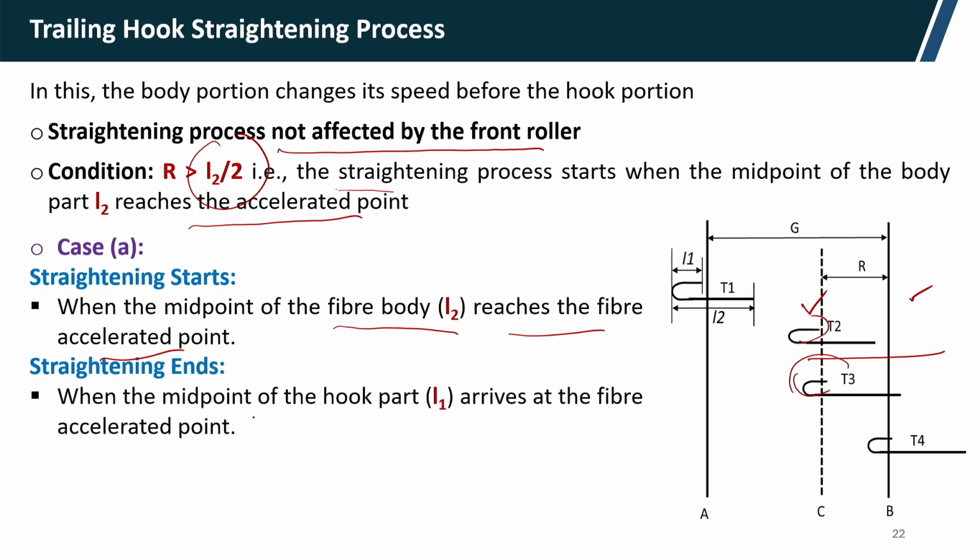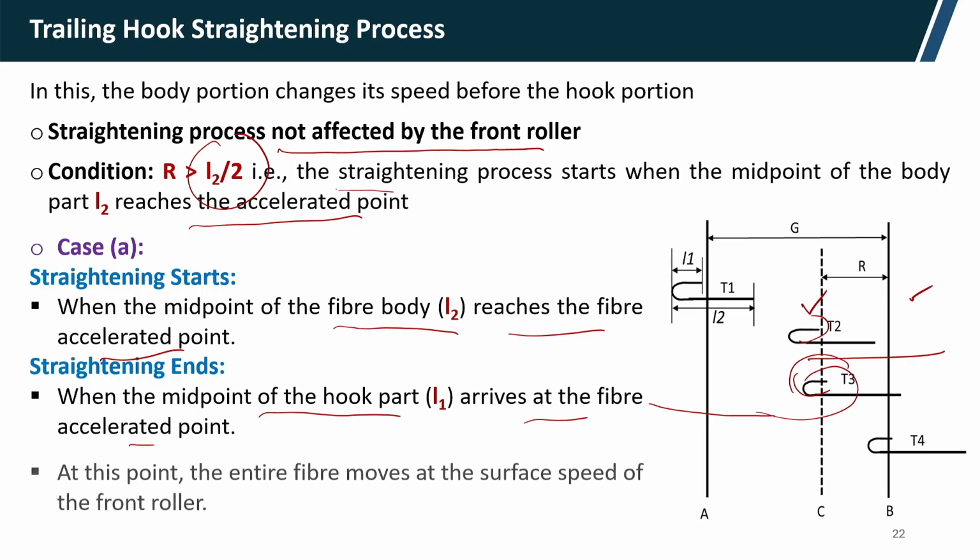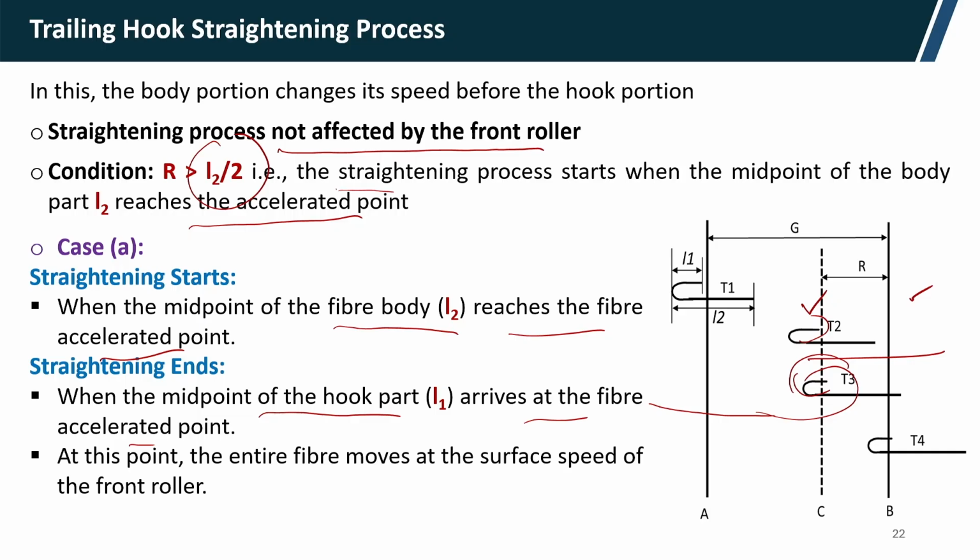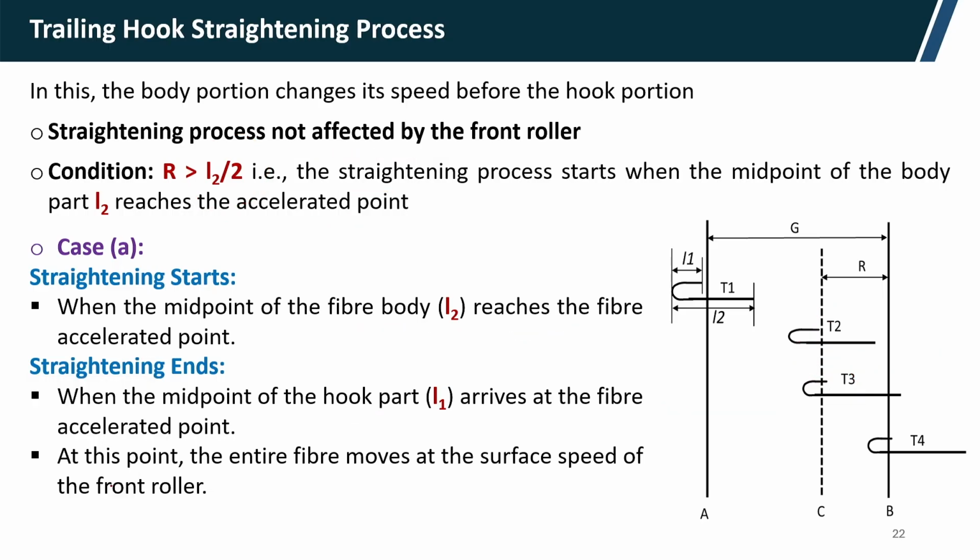When the midpoint of the hook L1 arrives at the fiber accelerating point, that means both hook and body will move at the same speed. So, there will not be any further straightening. At this point, the entire fiber moves at the surface speed of the front roller. So, that is clear.